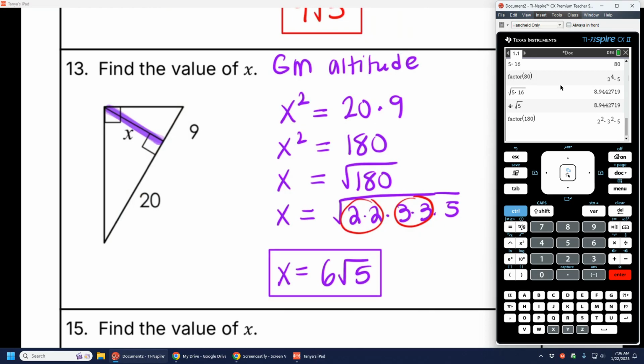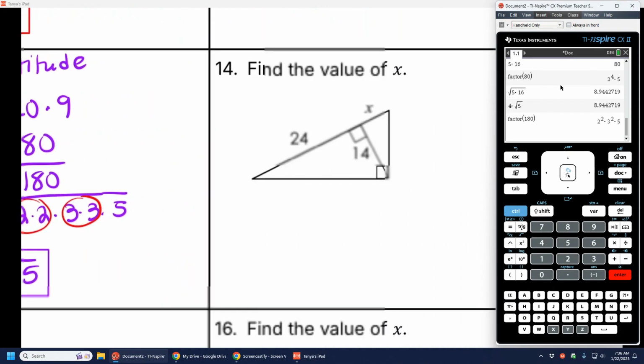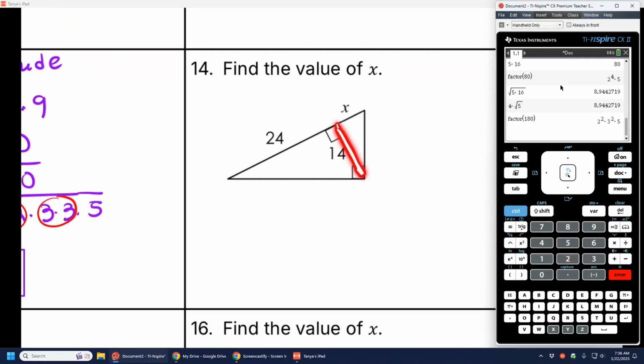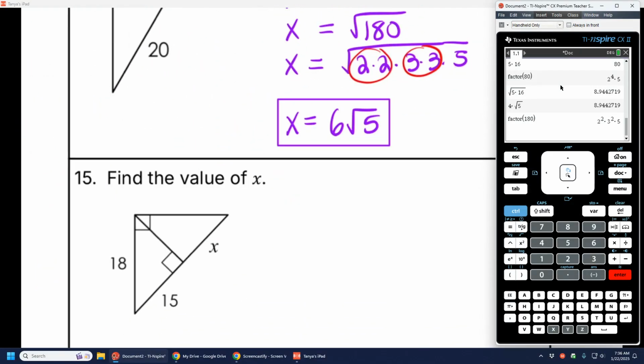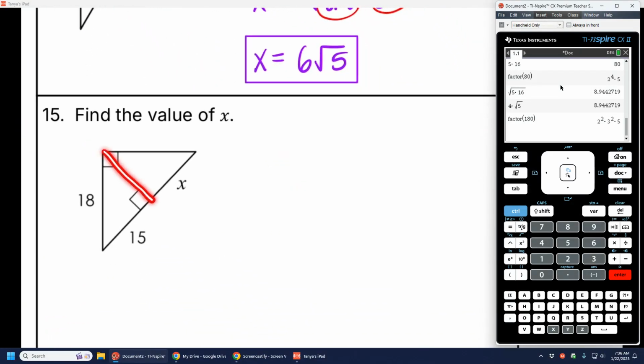Okay, but this first thing is always altitude. I bring that up because on this second one, this is our altitude right here. So you're going to start with 14 squared, and then I'll let you finish that on your own. Okay, second one, inside is the altitude that doesn't have a label. So next thing I would check for is leg, which, yeah, see that 18? That's a leg. So geometric mean leg theorem.